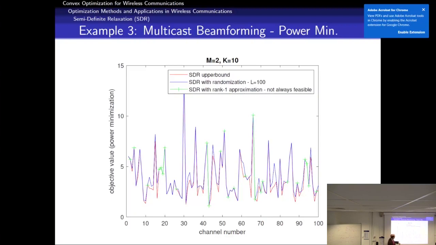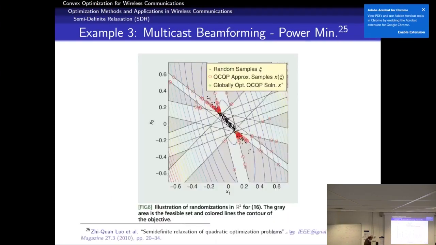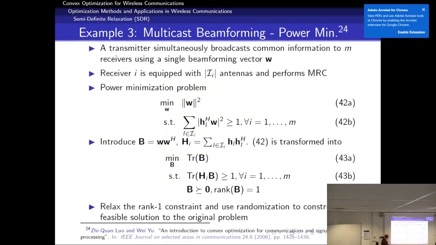And the green one is when you do another form of randomization, which is a rank 1 approximation. What this does is the following. You have a solution of this B, and you build your W by taking the dominant eigenvector of it. So your B, if you do an SVD decomposition, could be something like lambda_i multiplied by v_i Hermitian. Those are the eigenvectors of B, and those are the eigenvalues.